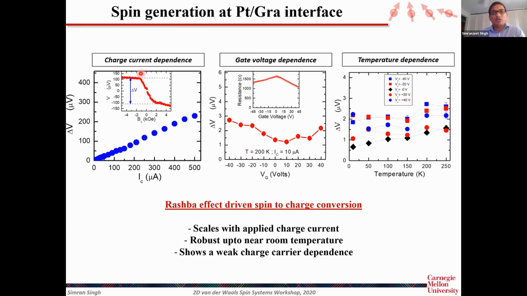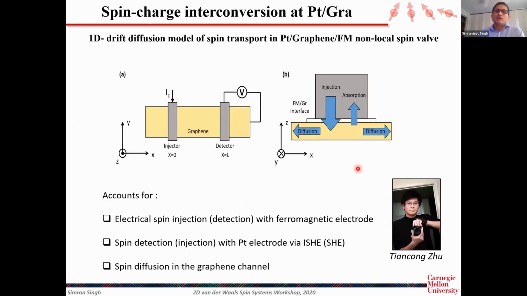For example, how it depends on the applied charge current, how it depends on gate voltage and temperature. And mostly, as expected, we see the voltage signal increase linearly as a function of applied charge current at the platinum graphene interfaces, and gate voltage shows very weak dependence, as does temperature, right? Now the question becomes, okay, so what we observe is signals, we just invert the heterostructures, and the signals are an order of magnitude larger than what has been reported before, right?